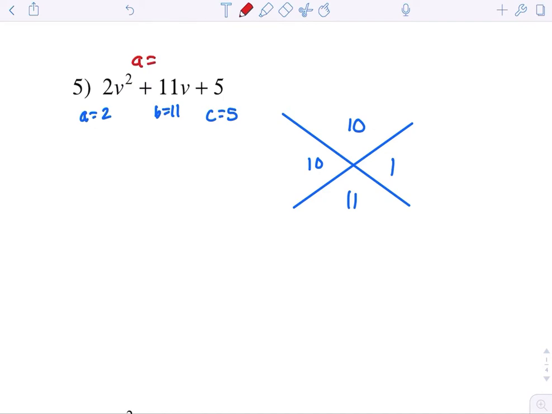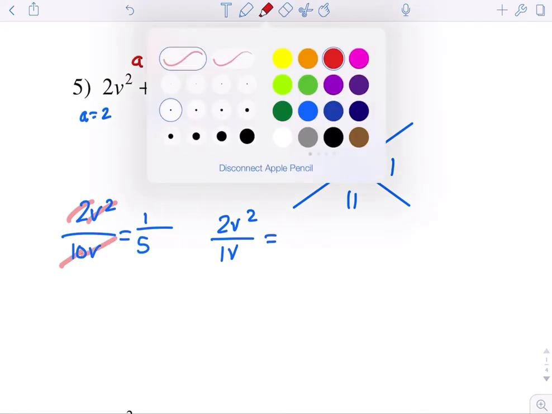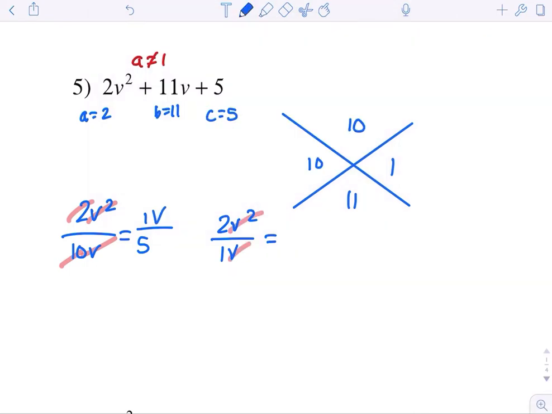A is not equal to 1, so that means we write the first term twice. Okay, and the numbers we found were 10v, remember you have to add a variable, and 1v. Okay, a 2 can cancel from top and bottom to get 1 over 5, and a v could cancel from top and bottom to get v. Over here, 1v cancels from top and bottom, so you get 2v over 1. Factor: v plus 5 times 2v plus 1.